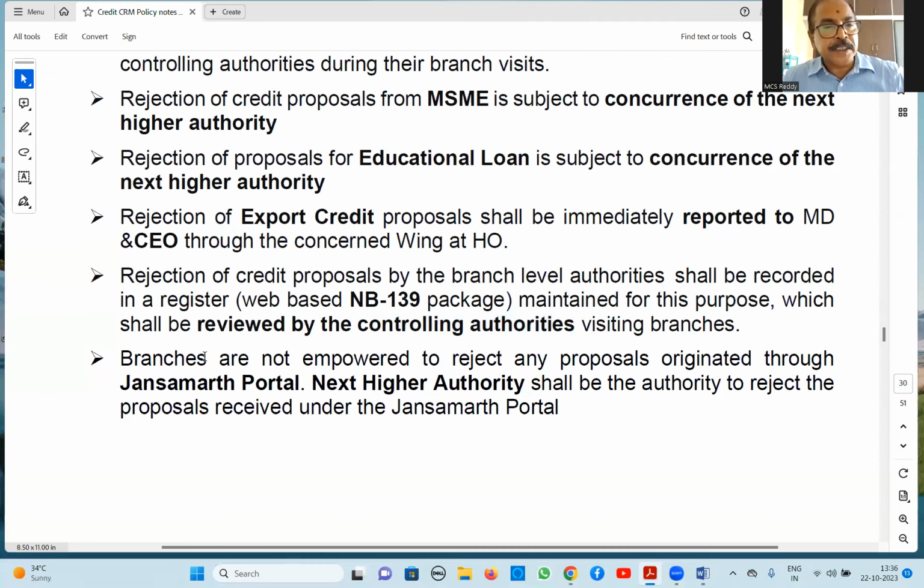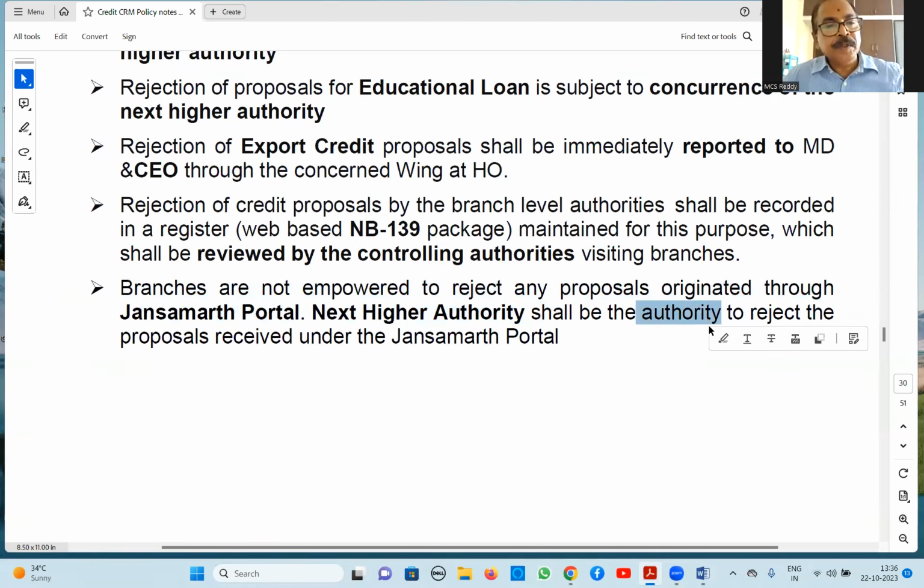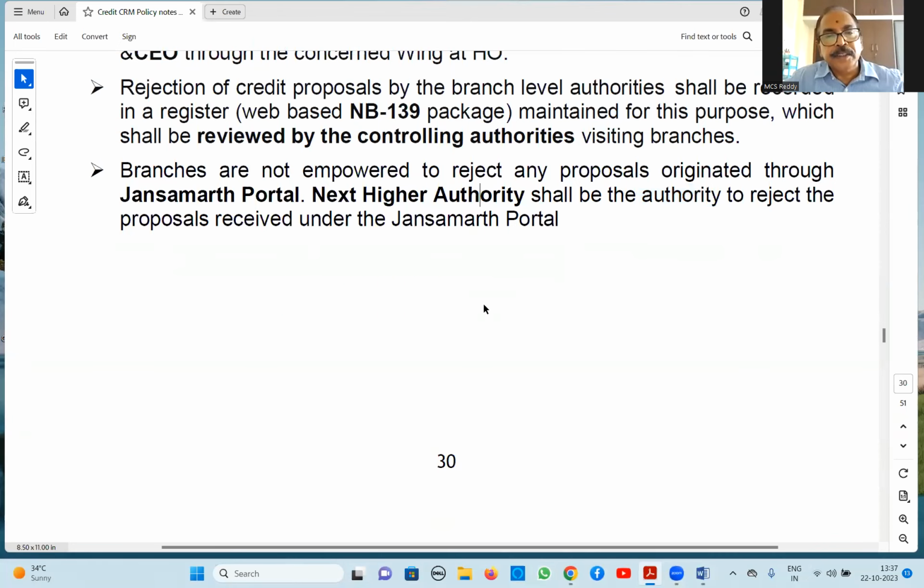Next recent addition is Janasamarth portal. Any loan proposal received through Janasamarth portal shall be rejected by next higher authority. Branches are not empowered to reject any proposal originated there, and it will be the next higher authority.